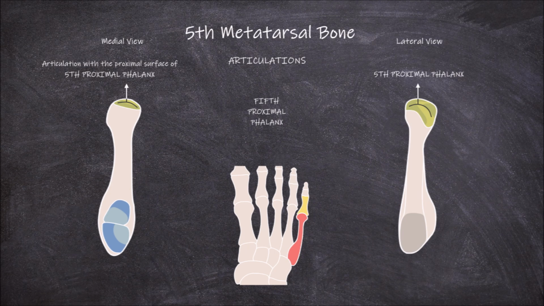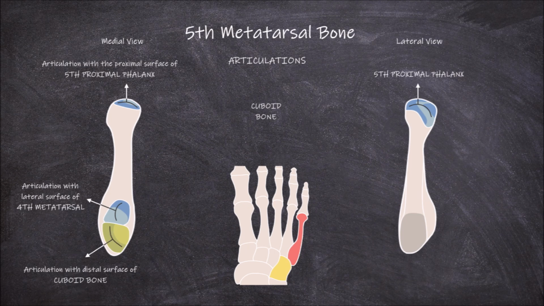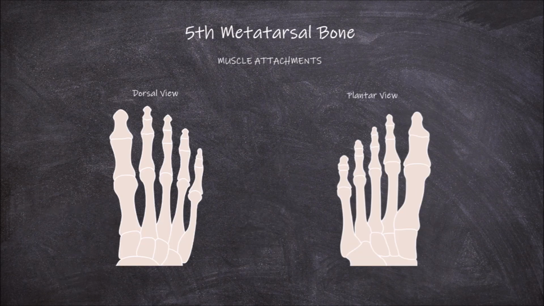The second articulation is with the fourth metatarsal bone. A facet on the medial surface of the fifth metatarsal articulates with a facet on the lateral surface of the fourth metatarsal. The third and final articulation is with the cuboid bone. A facet on the proximal surface of the fifth metatarsal articulates with a facet on the distal surface of the cuboid bone. What about the muscles that attach to this bone?